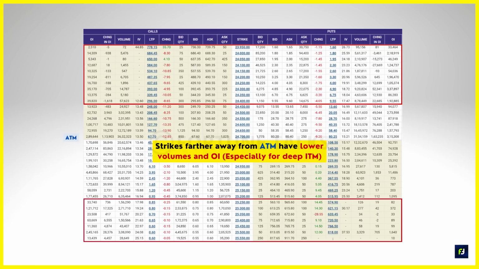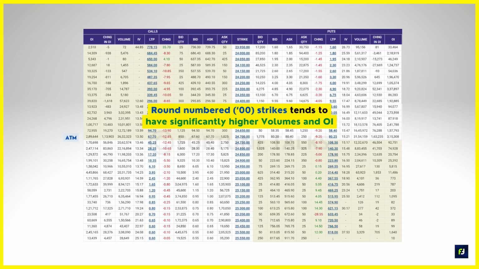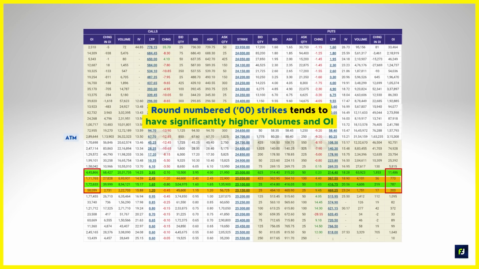Meanwhile, it is also worth mentioning that most of the volume and open interest activity tends to take place at strikes that are round numbers. For instance, compare the volume and OI activity for strikes such as 25,000 and 25,100 versus those strikes such as 25,050 and 25,150. It can be clearly seen that the activity at the round numbered strike tends to be significantly higher than the activity at the odd numbered strikes.